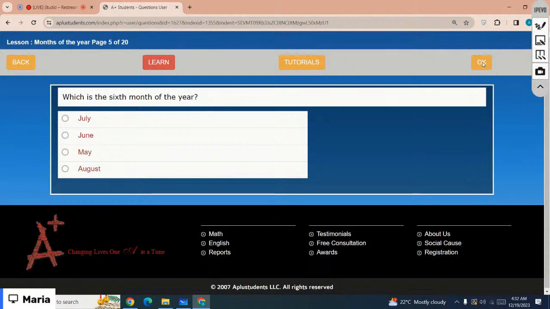Which is the sixth month of the year? Which is the correct option? The sixth month is, okay, let's count, right? January, February, March, April, May, June. The sixth month is, yes, that is June. Very good. The correct option is June.